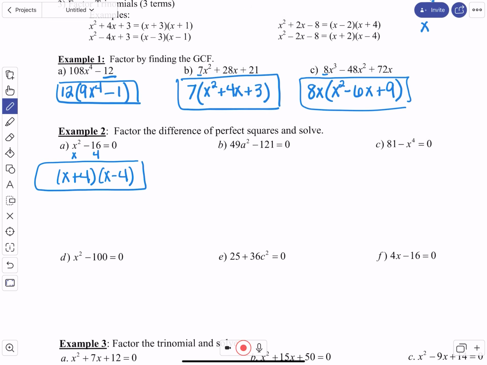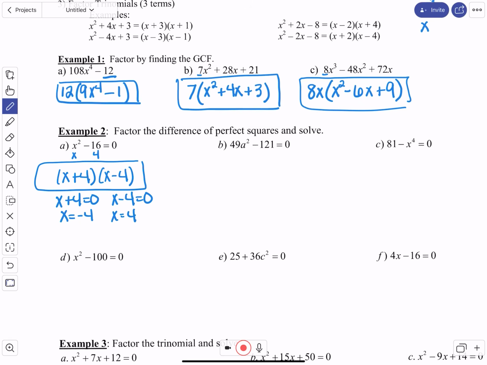Okay? Now, let's talk about the solving part real quick. When it says to solve, you set each part equal to 0. So x plus 4 equals 0, x minus 4 equals 0. So x will equal negative 4, because you move 4 to the other side, and x will equal positive 4, because if you move negative 4 to the other side, it's going to be positive. So if it says to solve, that's what you would do.